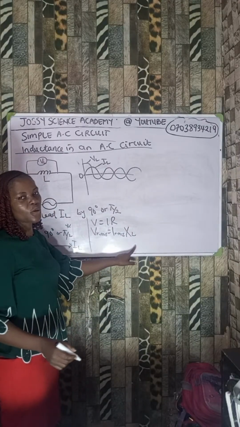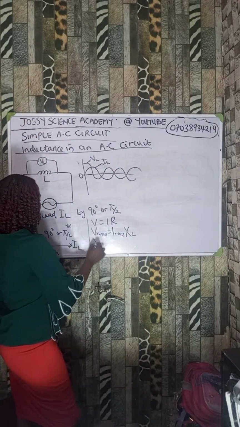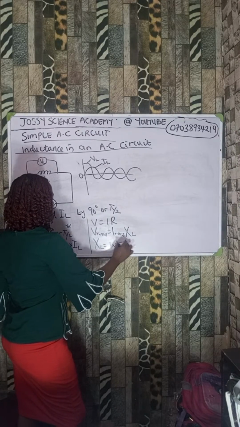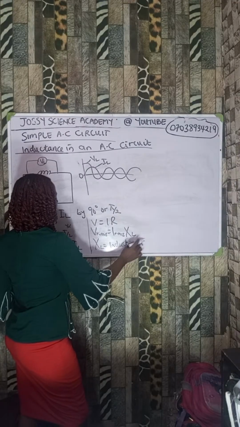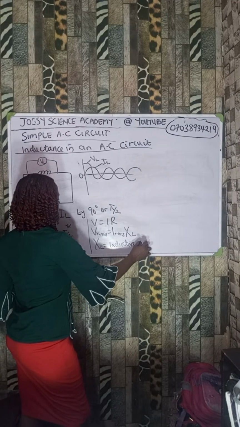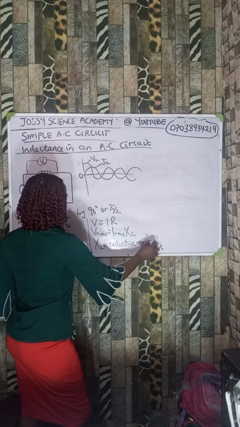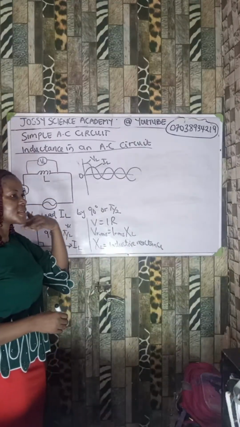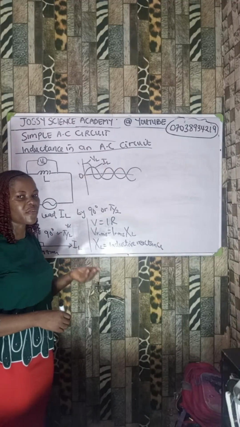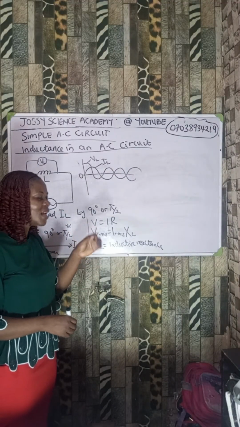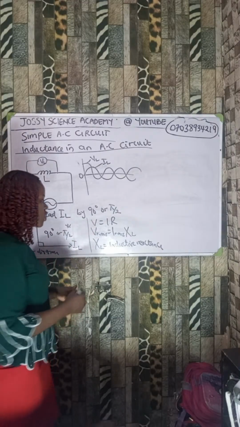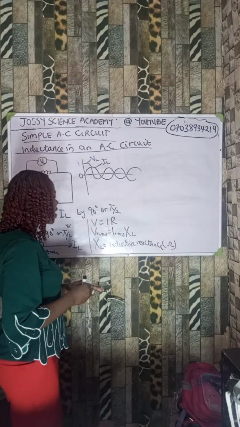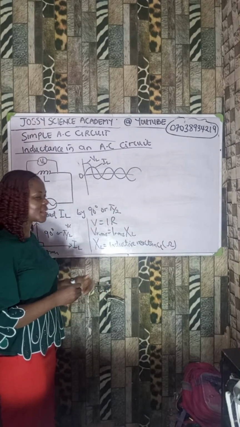It has changed. What is XL? XL is inductive reactance. Because it is an opposition to the flow of electric current offered by an inductor, it is still measured in ohms. So how do we get this inductive reactance, which is XL?